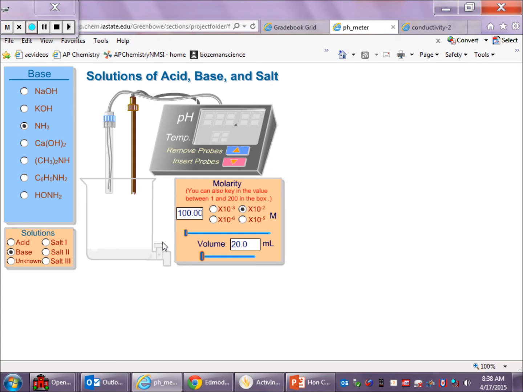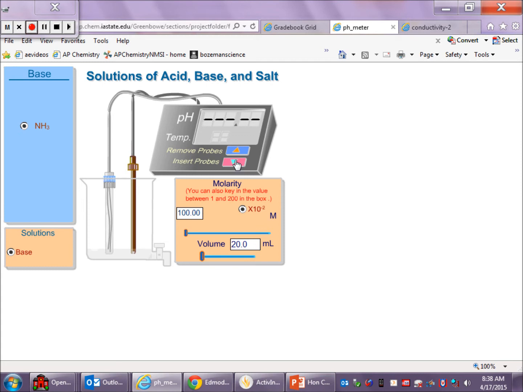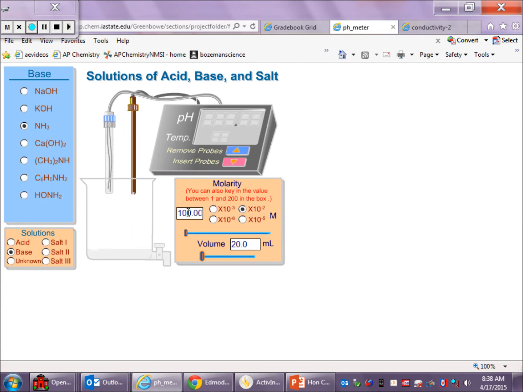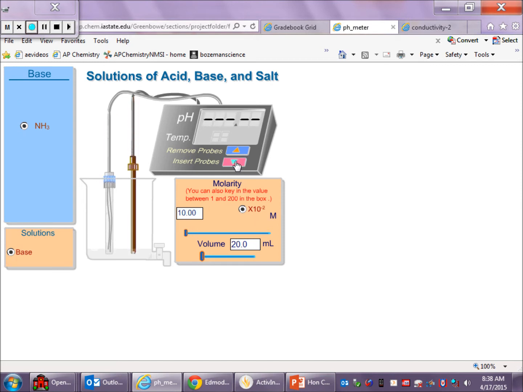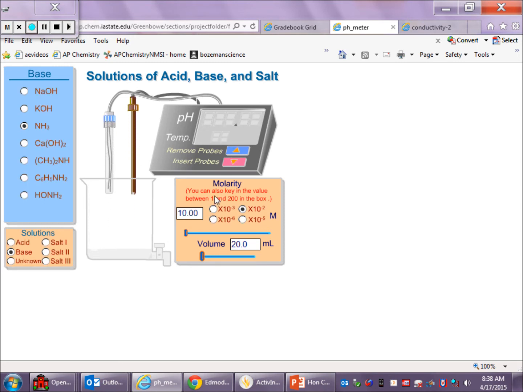So I'm going to check a 1 molar solution of ammonia, 10 to the negative 2 times 100. So I insert the pH probe and I see it is 11.62. Let's dilute it to 0.1 molar. Insert the pH probe and I see it is 11.12. Remove it. Now dilute it another time. This is 0.01 molar.